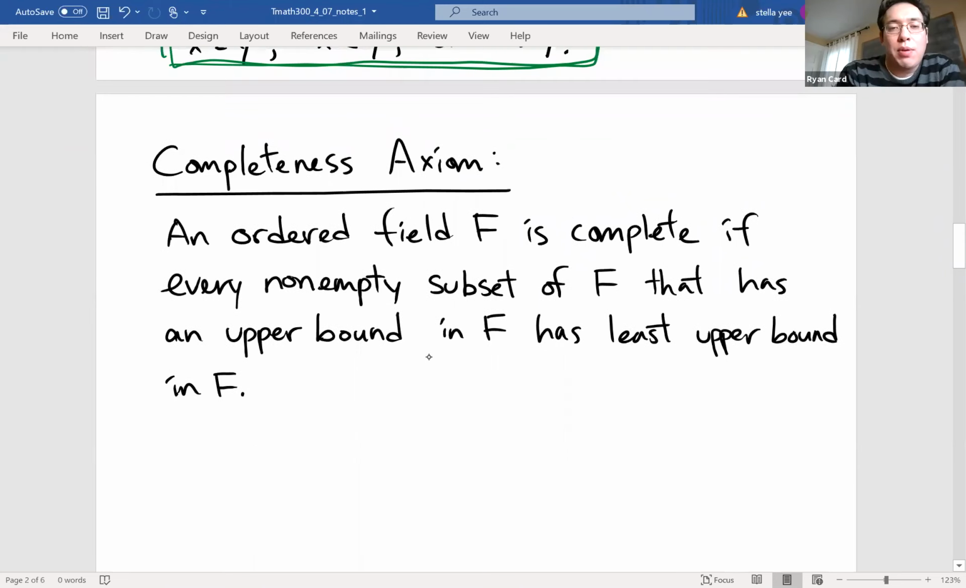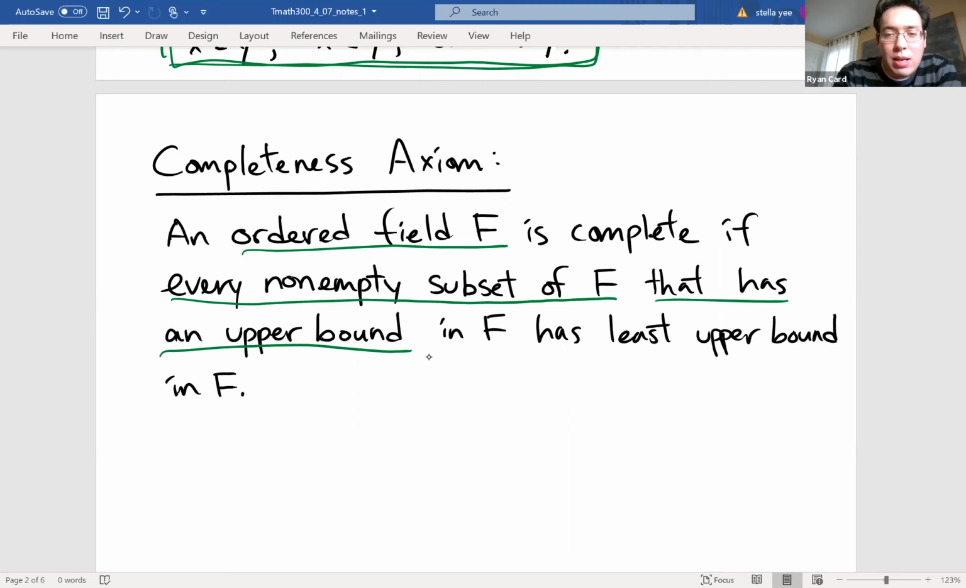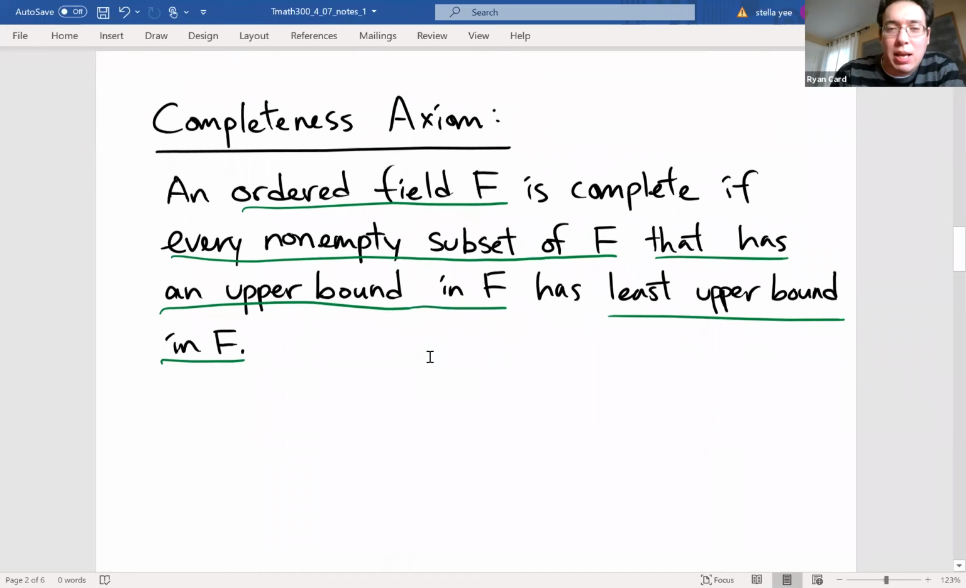If you have an ordered field, we call it complete if every non-empty subset of F that has an upper bound in the field has a least upper bound in F. This is a little bit hard to unwind, so let me give you a concrete example of why this is needed.